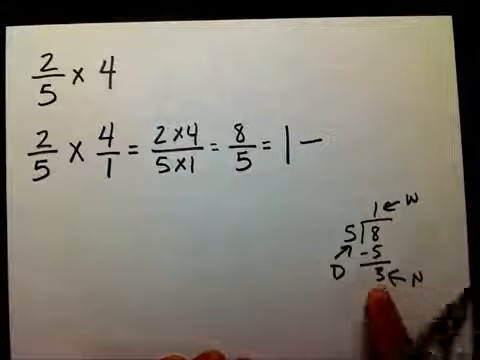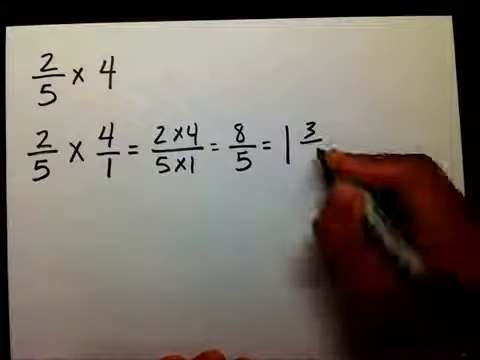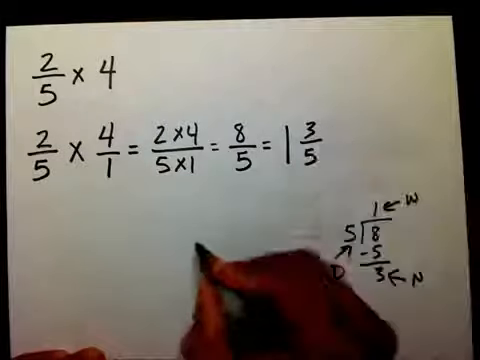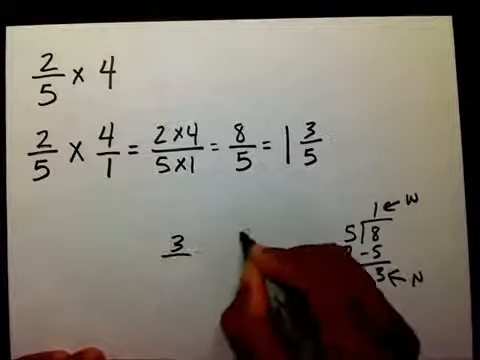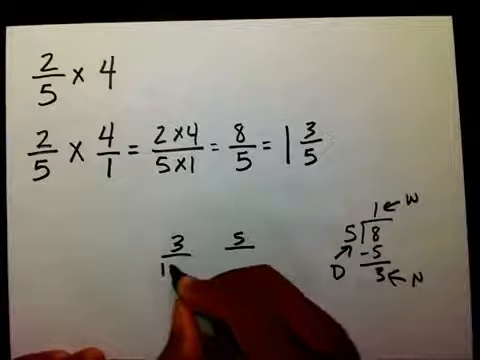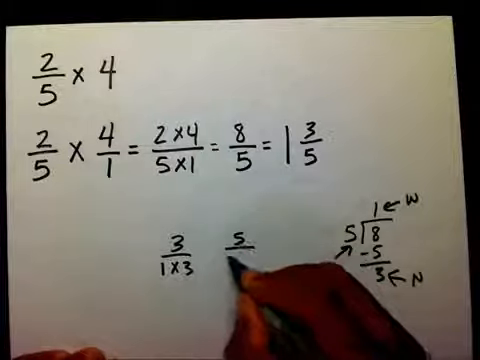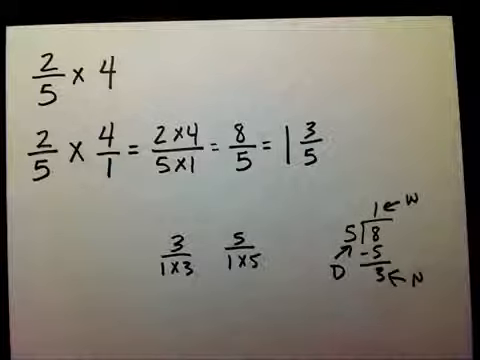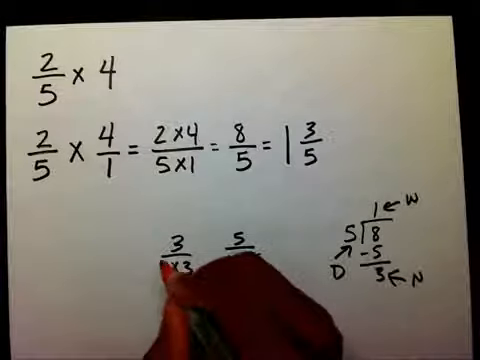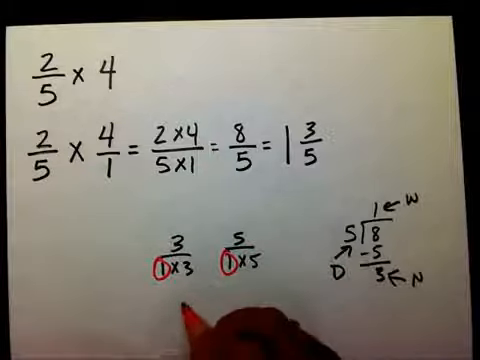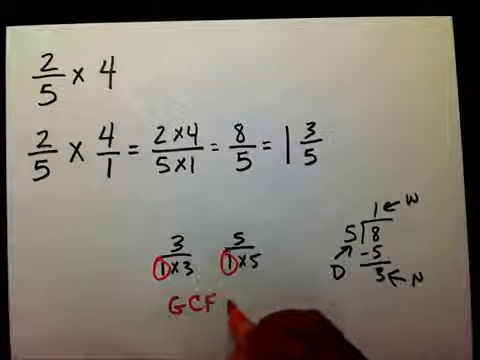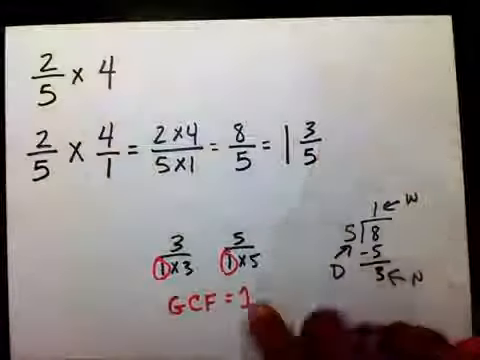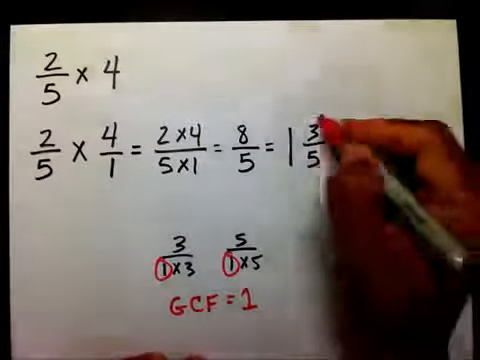And 3 is my numerator, and 5 is my denominator. I'm going to check and make sure this is in lowest terms. So I'm going to write 3 and 5 and get my factors. My factors for 3 are 1 and 3. My factors for 5 are 1 and 5. Now I need to see what they have in common. Since they only have a 1 in common, the greatest common factor is 1. Whenever the greatest common factor of your numerator and your denominator is 1, it's in lowest terms.